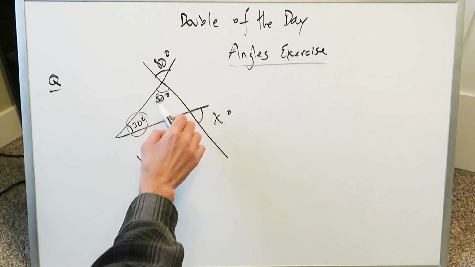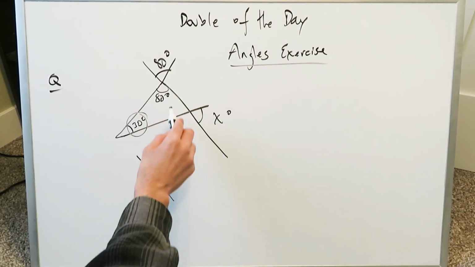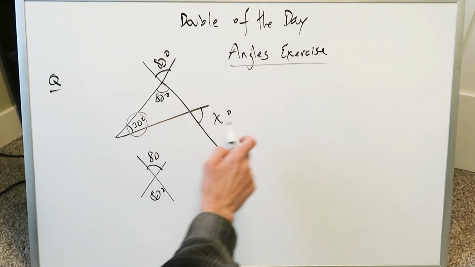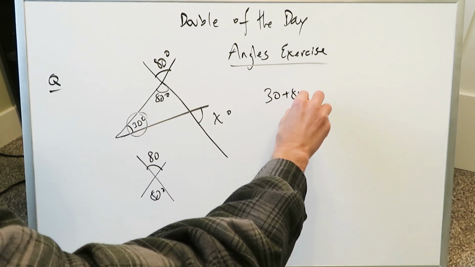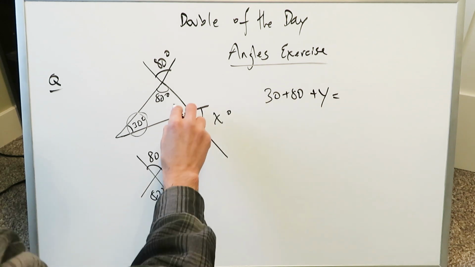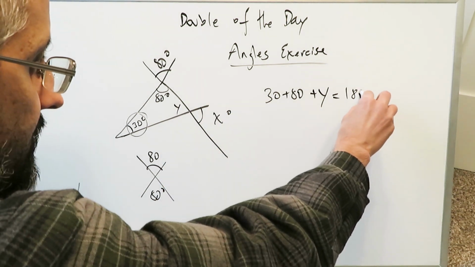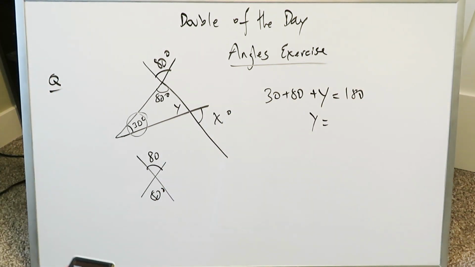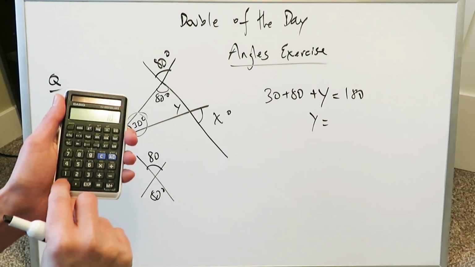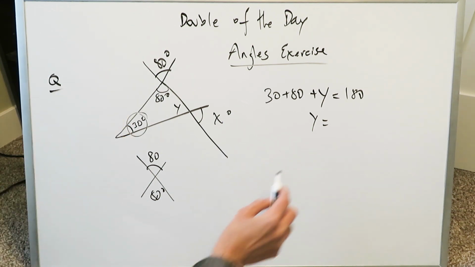Then you can determine this third angle of the triangle. The sum of the 3 internal angles of a triangle is always 180. You have 30 plus 80, and we'll call this y, is equal to 180. Solve for that y, and we'll have 180 minus 30 minus 80, which is 70 degrees.